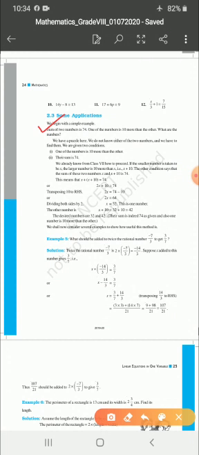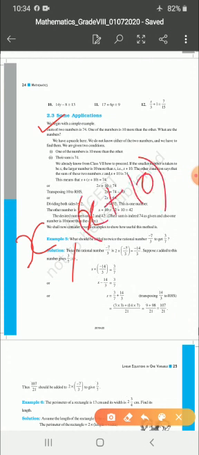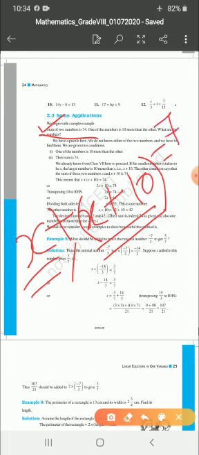Here the first given condition is that the sum of two numbers is 74. We don't know those two numbers. The second is that one of the numbers is 10 more than the other. So let us take the first one as x. The second number will be 10 more than the first number. So x and x plus 10 will be the two numbers, and according to the first condition, the sum of the two numbers is 74. These two numbers, if you sum them up, will be equal to 74.